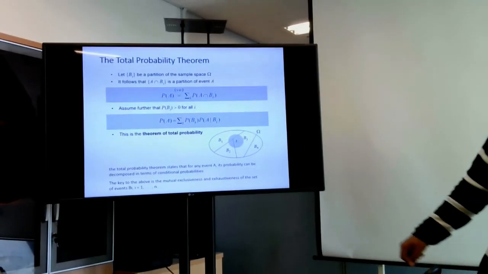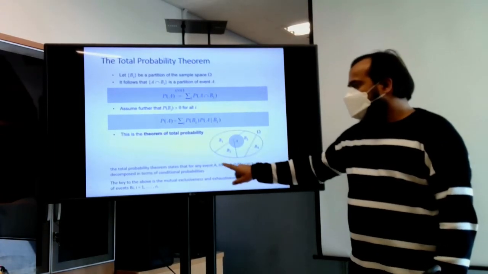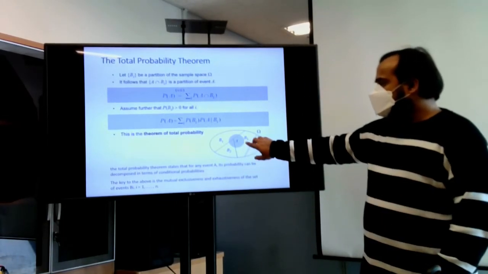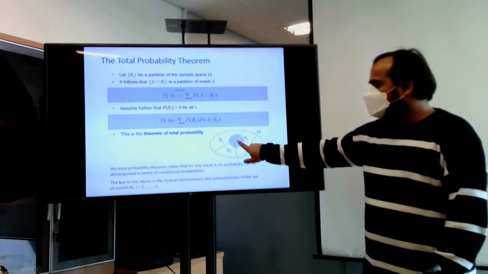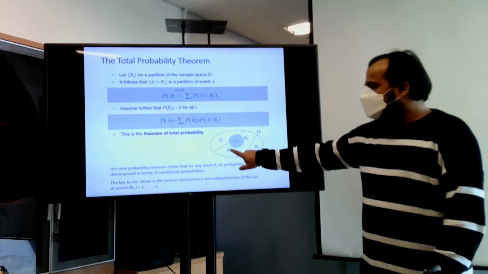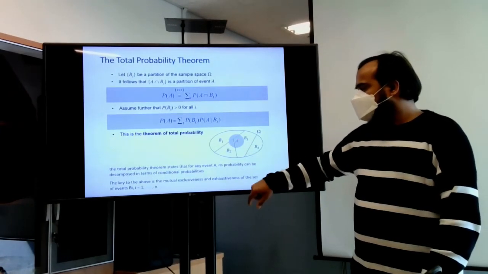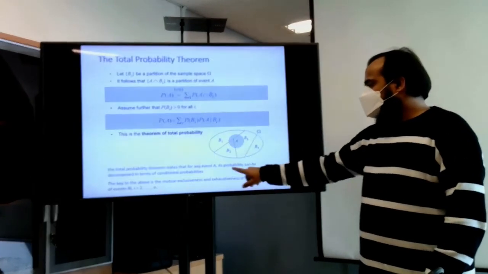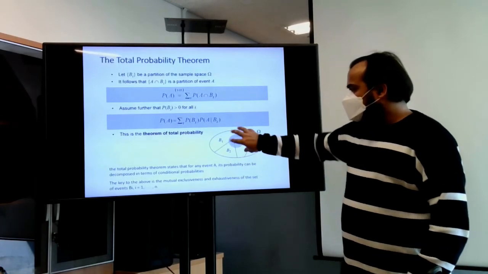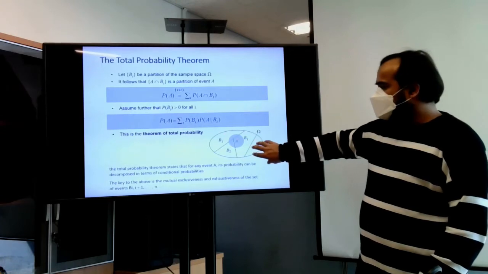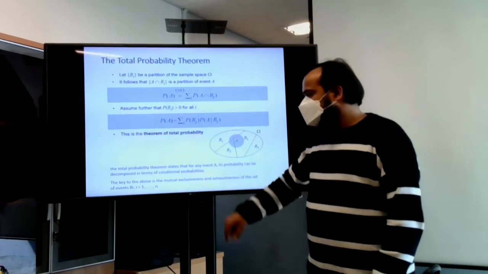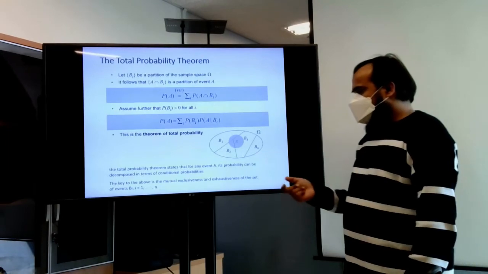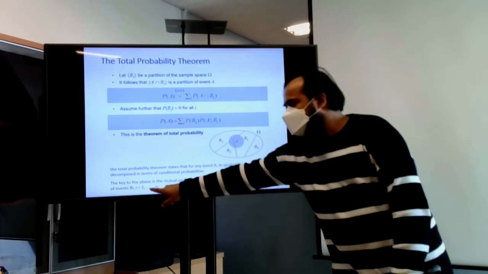Clear? So it is stated that for any event A, this probability can be decomposed in terms of conditional probabilities: P of A conditioned on B1, P of A conditioned on B2, P of A conditioned on B3, and P of A conditioned on B4. So for any event A, this probability P of A can be decomposed; we have a partition into four parts in terms of conditional probabilities. The key to the above is the mutual exclusiveness and exhaustiveness of the set of events B.